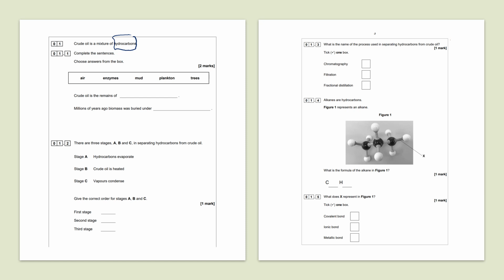Let's have a look at question 1. Complete the sentence. Choose answers from the box. Crude oil is the remains of... The answer is plankton. As you know, it's made out of the remains of dead animals and plants under high temperature and pressure. Millions of years ago, biomass was buried under, and the answer here is mud.